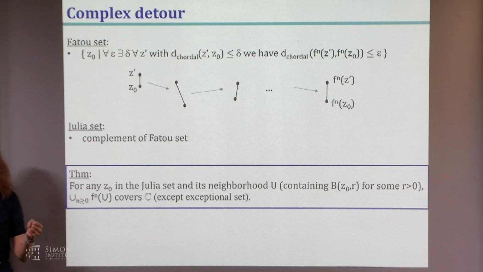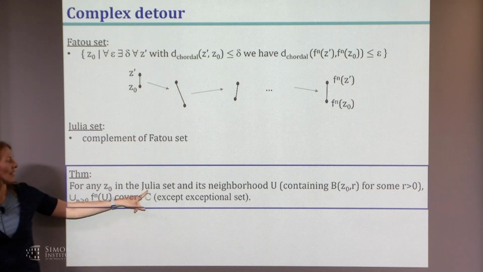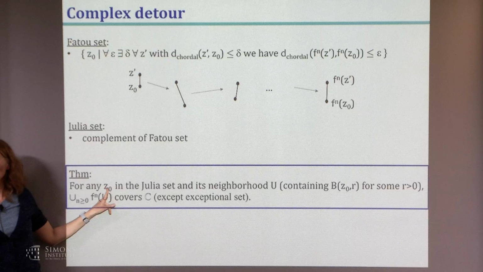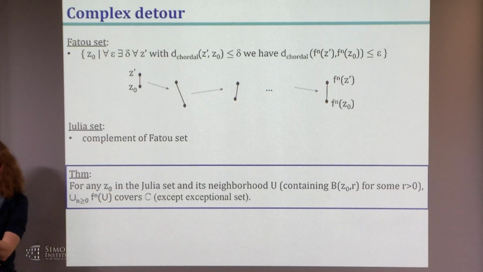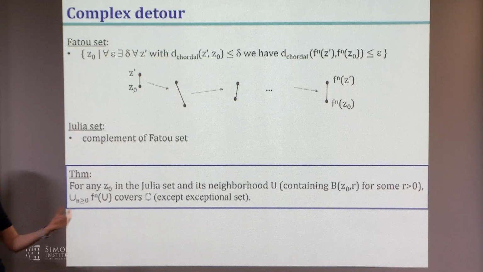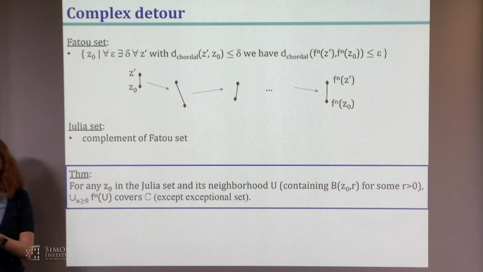So the way to visualize this is: if my element in the Julia set is a repelling fixed point, you can imagine it as a fan. And then this neighborhood that you have, you can imagine it as a tomato that you're throwing at the fan.